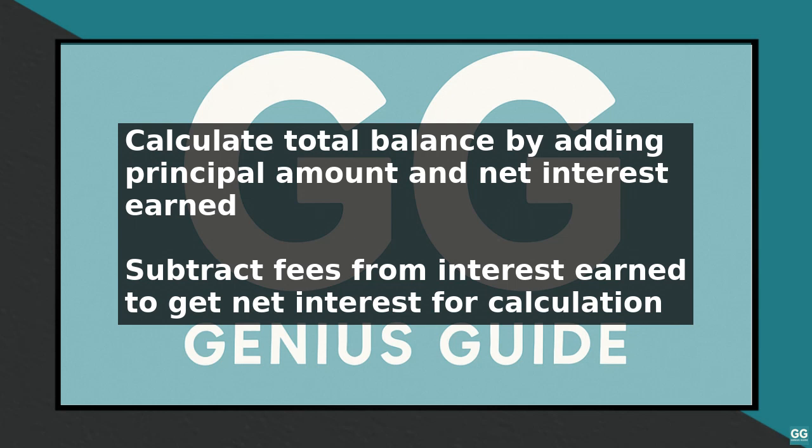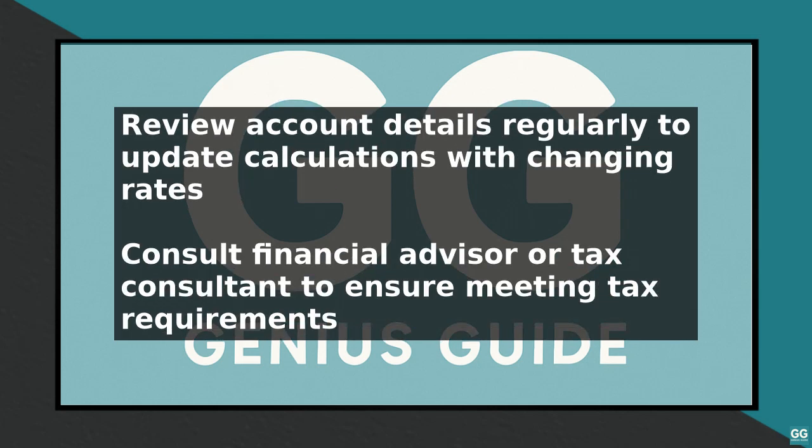For example, if the principal amount is $100,000 and the net interest is $3,500, the total balance would be $103,500. Keep in mind that interest rates and fees are subject to change, so it is essential to regularly review your account details and update your calculations accordingly.